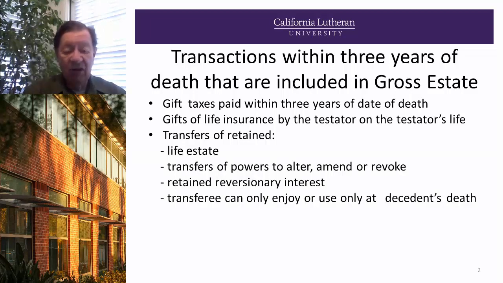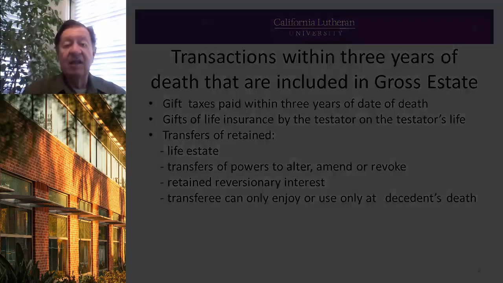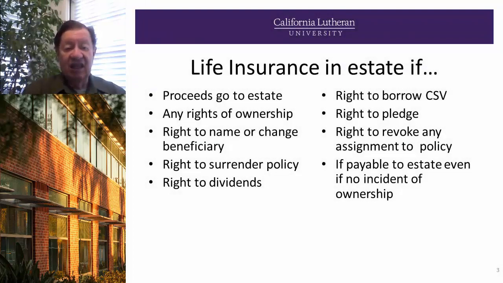Those are all powers that are going to be taxable and included in the gross estate. Life insurance in the estate, and these are the rules, and we'll go slowly through this because it is complicated. It will be in the estate if the proceeds go to the estate, for example, if I make out a policy for Lee Shu and make Lee Shu's estate the beneficiary, or my executor the beneficiary.